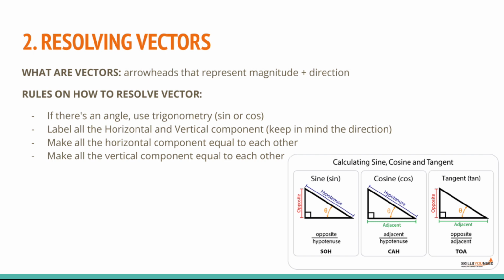You want to label all the horizontal and vertical components and keep in mind the direction. This means that let's say you have an arrow facing upwards and then you have an arrow facing downwards. You want to label the arrow facing upwards positive, for example, and because it's facing upwards and it's positive, the downwards one would have to be negative because they're not traveling in the same direction. And then you want to make all the horizontal components equal to each other, and then make all the vertical components equal to each other.